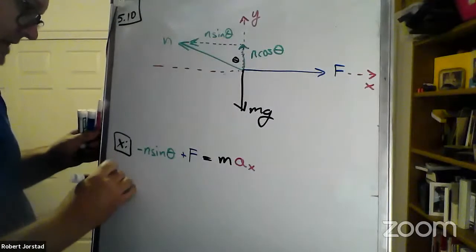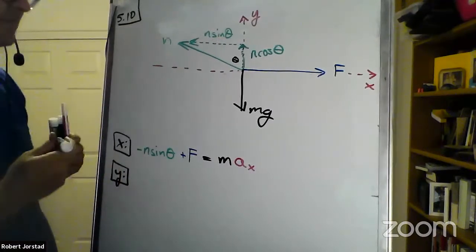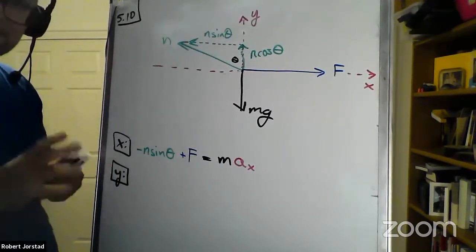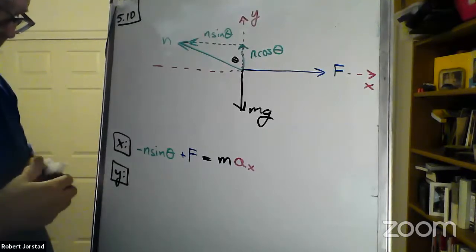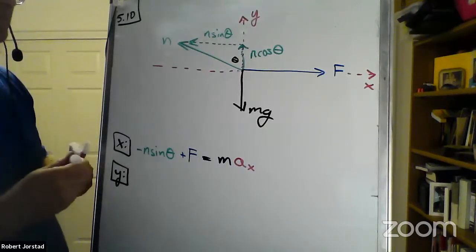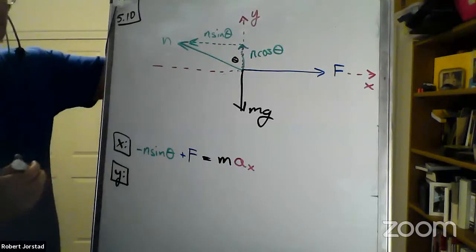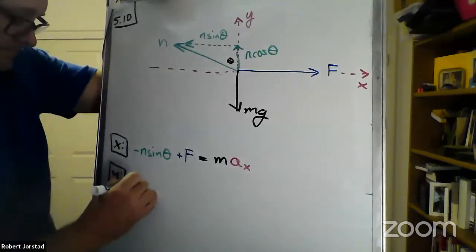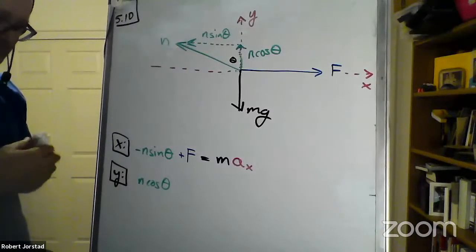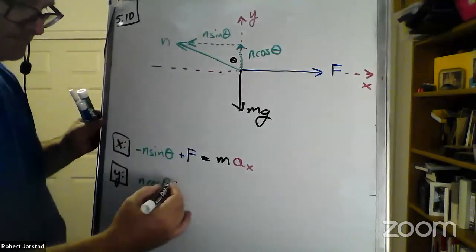Let's do the forces in the y direction. What's that going to be? And cosine. And I think that's what? Positive or negative here? Positive. What else? And negative mg. And this is ay, right?